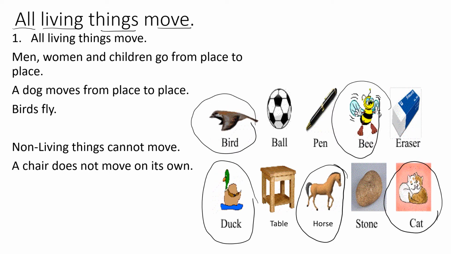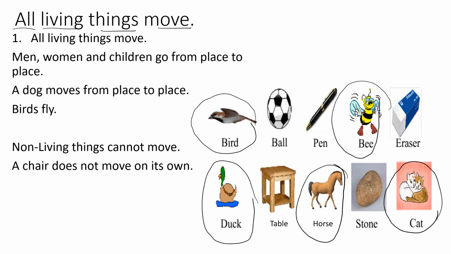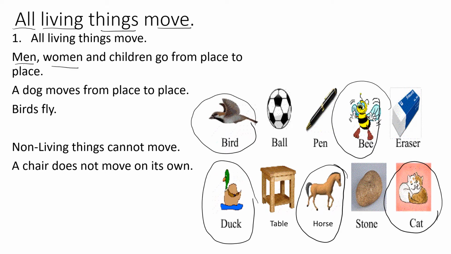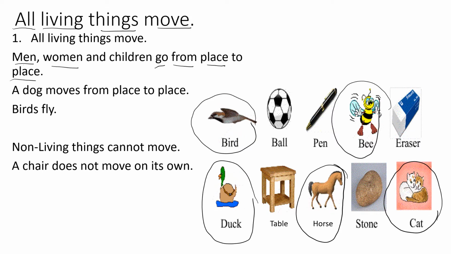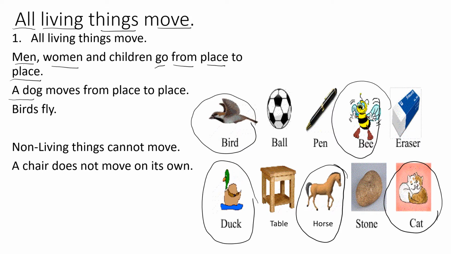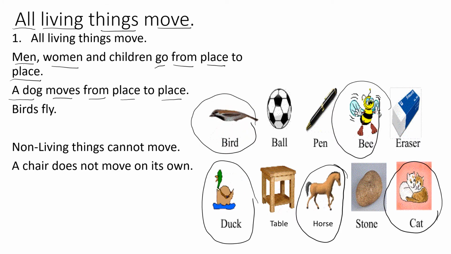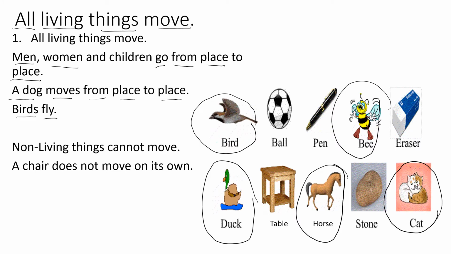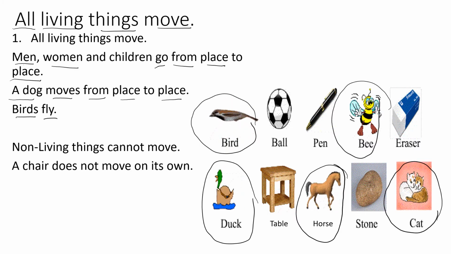So let me read this line to you. Men, women and children go from place to place. A dog moves from place to place. Birds fly. So you see, children, every living thing will move.